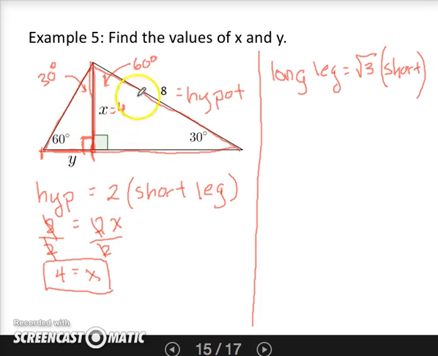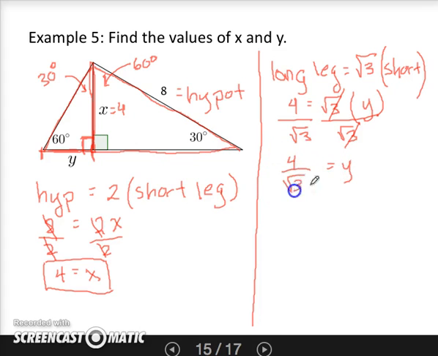So now we're going to plug in 4 for the measure of the long leg since we're focusing on this small triangle. The long leg is the square root of 3 times the shorter leg, which is what we're trying to find. We're going to divide both sides by the square root of 3, and then we're going to have our answer. Y equals 4 over the square root of 3.